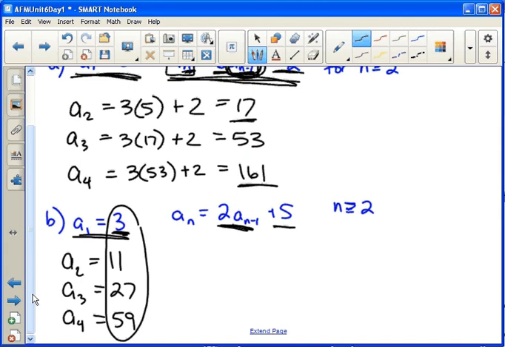So the key with recursive is they give you the first one, and then they tell you what to do to get the second one. And then you do that same thing to get the third one and the fourth one and so on.